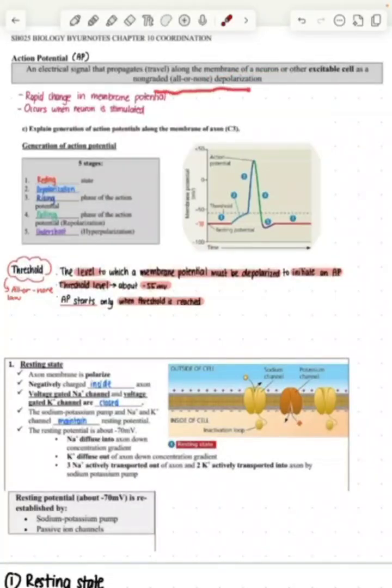non-graded depolarization. So to put it simply, it is the rapid change in membrane potential that occurs when a neuron is stimulated. There are 5 stages of the action potential: the resting state, depolarization, the rising phase of the action potential, the falling phase of the action potential, and finally the undershoot, which is hyperpolarization.